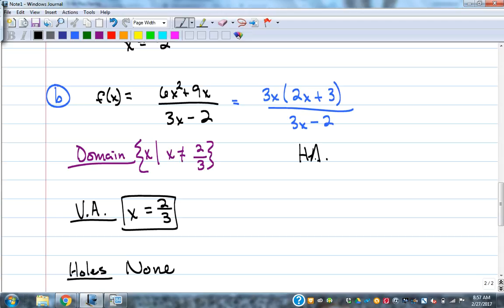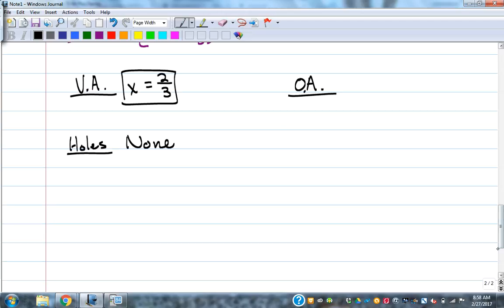Horizontal asymptote. None. Why not? Why is it oblique? Numerator's one more than the denominator. Agree. So there's no horizontals. Oblique means long division. So we're taking 3x minus 2 and dividing it into 6x squared plus 9x, and I'll go ahead and put a 0 on that end.